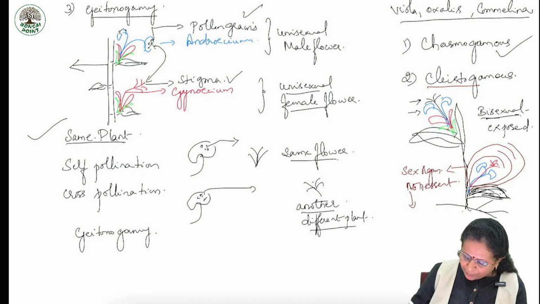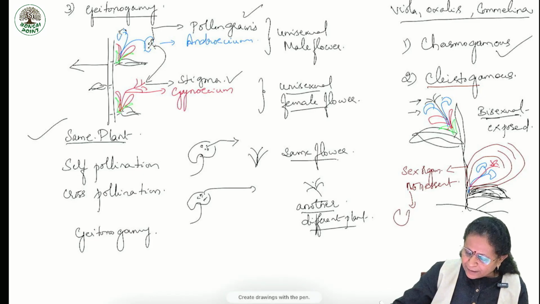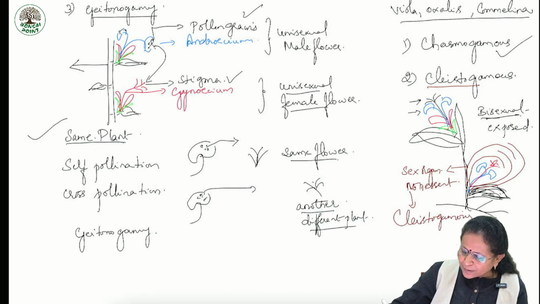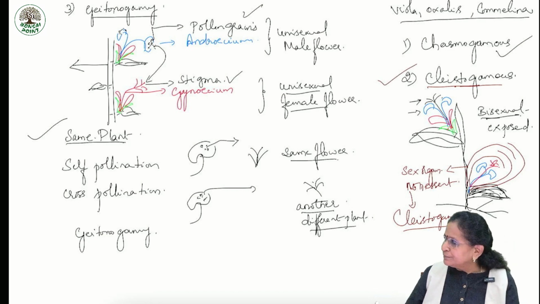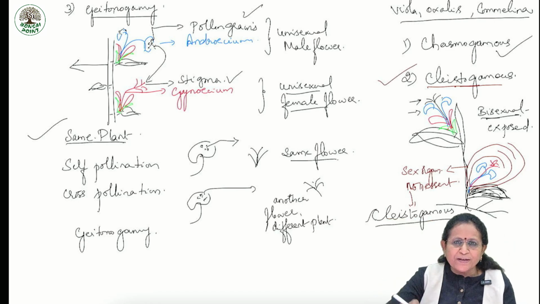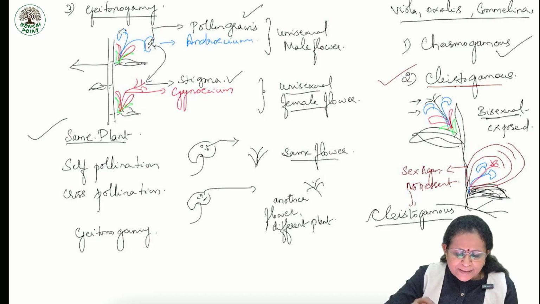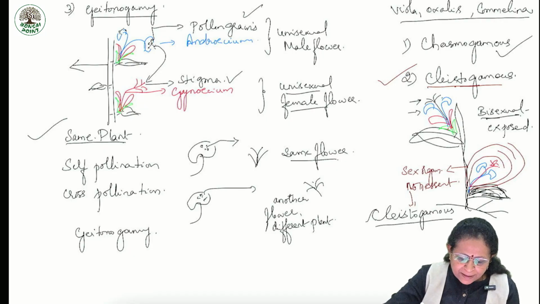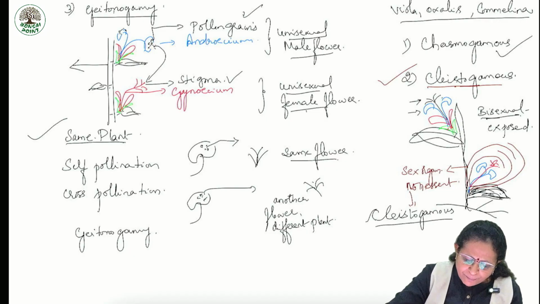I think you're not able to see. Cleistogamous flowers. I've written here cleistogamous flower. Okay, students, hope you understood. The third type of pollination is geitonogamy. And in that I told you there are unisexual male flowers, unisexual female flowers, transfer of pollen grains from the anther onto the stigma of another flower on the same plant.